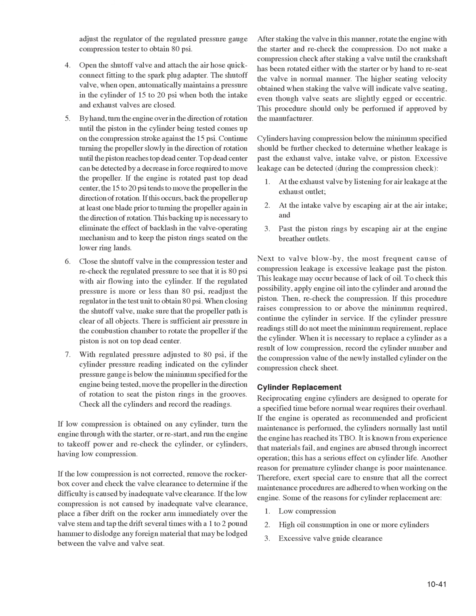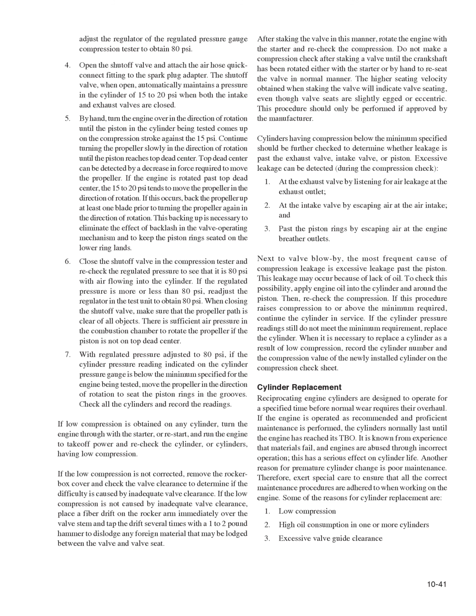6. Close the shutoff valve in the compression tester and recheck the regulated pressure to see that it is 80 pounds per square inch with air flowing into the cylinder. If the regulated pressure is more or less than 80 pounds per square inch, readjust the regulator in the test unit to obtain 80 pounds per square inch. When closing the shutoff valve, make sure that the propeller path is clear of all objects. There is sufficient air pressure in the combustion chamber to rotate the propeller if the piston is not on top dead center.